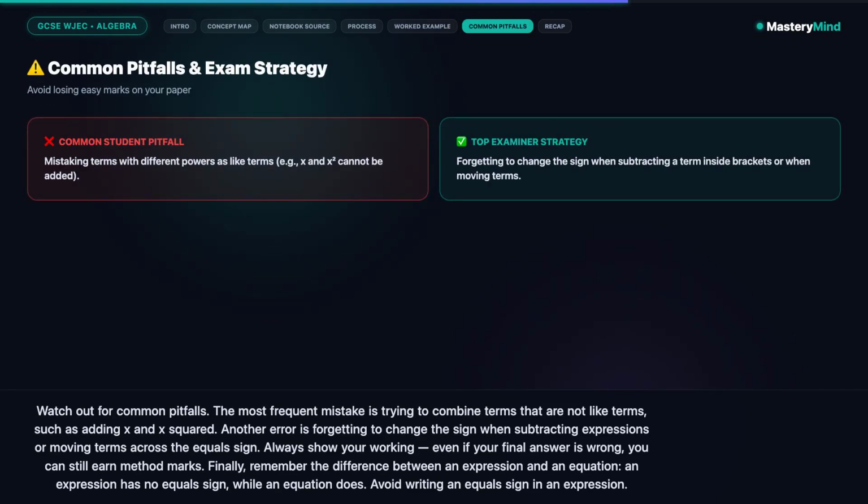Watch out for common pitfalls. The most frequent mistake is trying to combine terms that are not like terms, such as adding x and x squared. Another error is forgetting to change the sign when subtracting expressions or moving terms across the equal sign. Always show your working. Even if your final answer is wrong, you can still earn method marks. Finally, remember the difference between an expression and an equation. An expression has no equal sign, while an equation does. Avoid writing an equal sign in an expression.